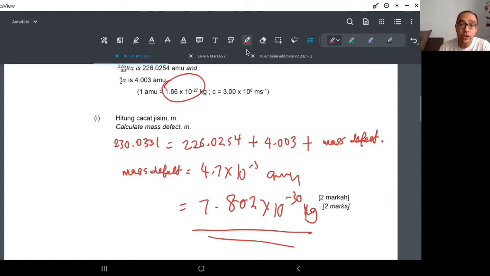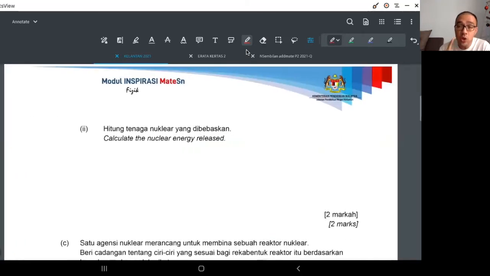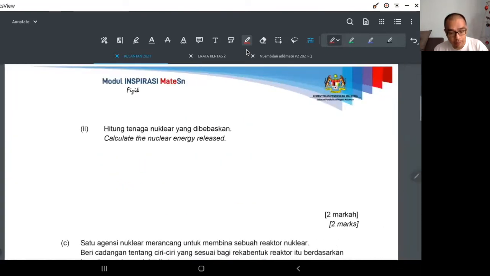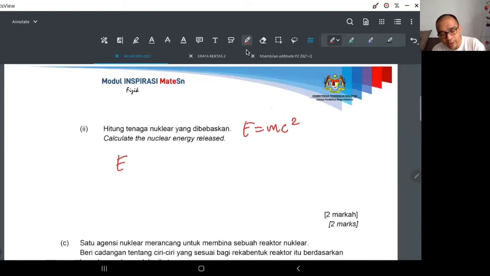In this case, we're only considering one atom, so it's fine for the mass defect to be very small, 7.802 times 10 to the power negative 30. But we use that to calculate the nuclear energy using the formula E equals mc squared. You are given the value of c, 3 times 10 to the power 8. Remember this mass has to be in kg, not in AMU. That's why you have to know how to change AMU to kg.